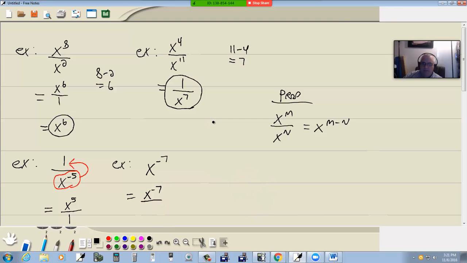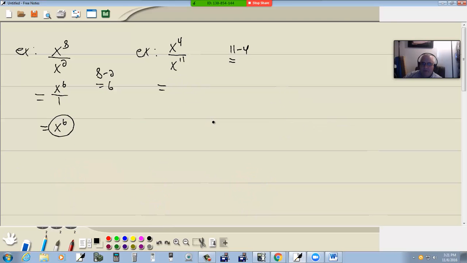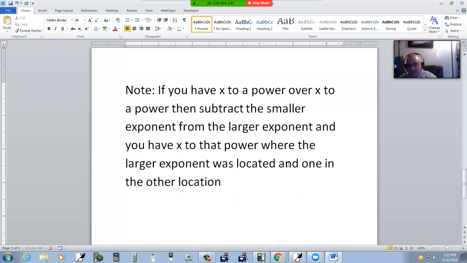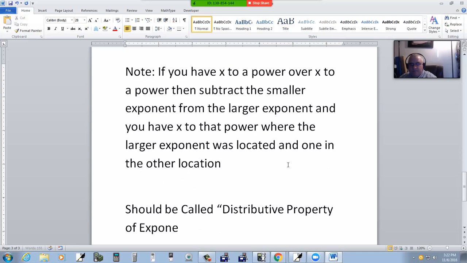Now there's one more type I want to talk about before we leave exponents, or this type of exponents I should say. If you have a problem that looks like this: x to the third y over z squared, and I'm raising it to the 5th power. This should be called the distributive property of exponents.